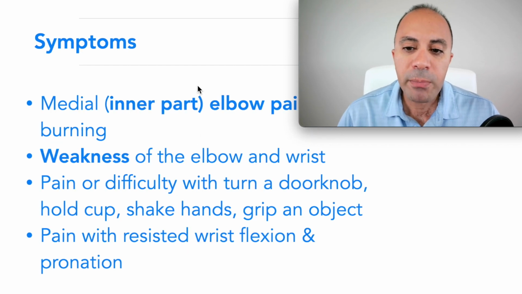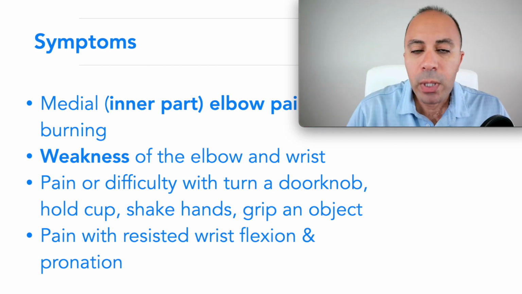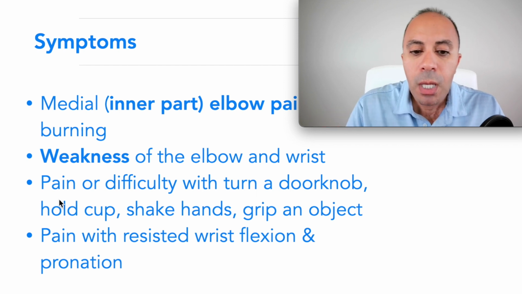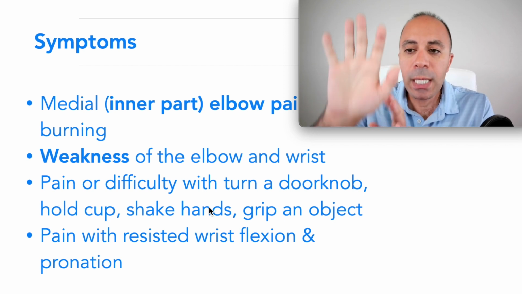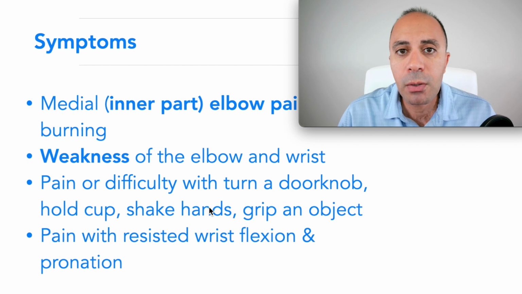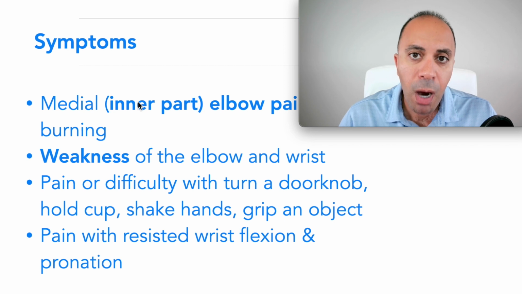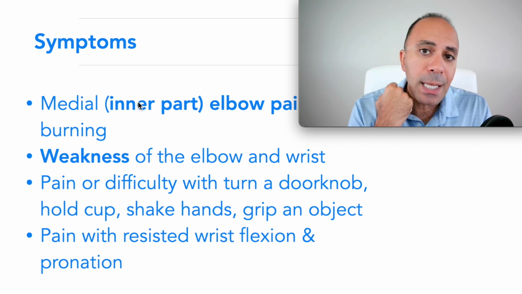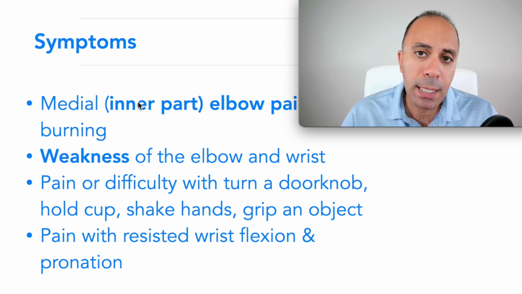As for symptoms, you will have pain in the inner part of your elbow. You will have weakness in your wrist and your elbow when you do any movement, pain and difficulty with opening a knob or holding a cup and shaking hands and stuff like that, and pain with resisted wrist flexion and pronation. That's usually a sign of golfer's elbow. The other things you might experience, which are not very common, are a fracture, arthritis, or bursitis in the elbow, which could cause elbow pain too. But I'm just focusing on the two major ones in this video.